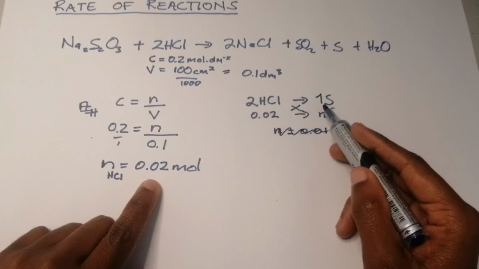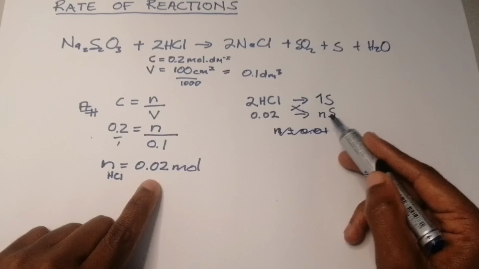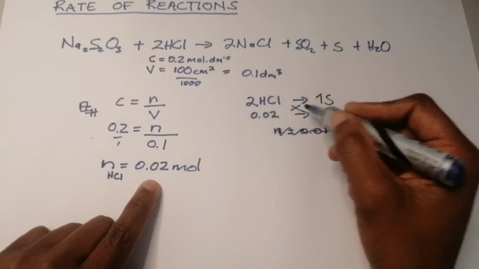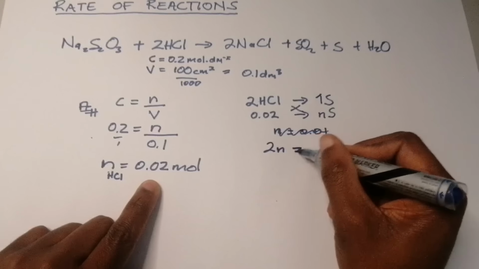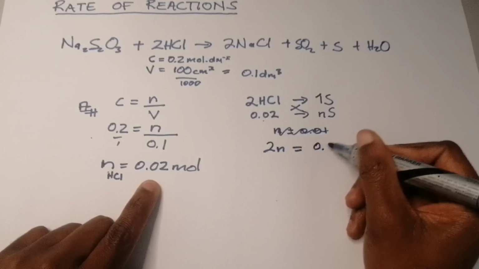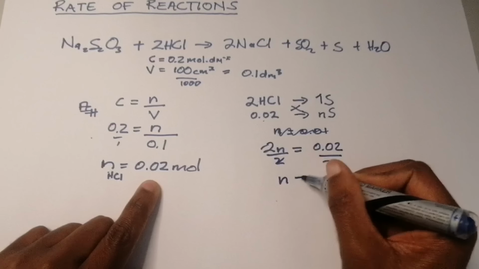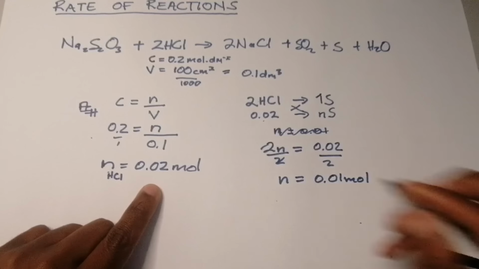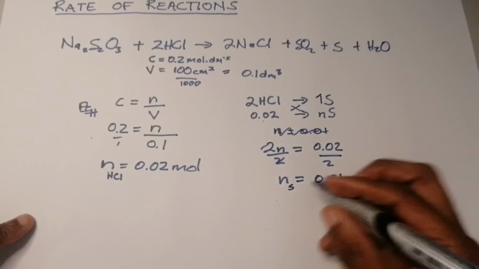If you do that, you start at your formula. Say for every 2 there's 1. For 0.02 of this, how many of that am I going to get? And then you cross multiply, but you just cross multiply the coefficients. So I'm going to say n multiplied by 2, that will give me 2n, equals 0.02 times 1, which gives me 0.02. And if I divide both sides by 2, I get n is equal to 0.01 moles.